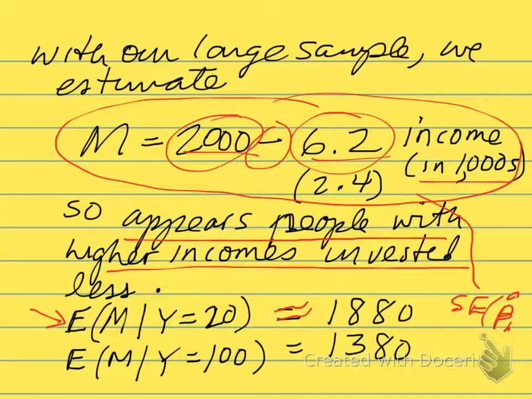If your income were 100, then the expected value of how much money you invested in GameStop is 2,000 minus 620, which is 1,380. So richer people invested less in GameStop, and we have our conclusion, right?